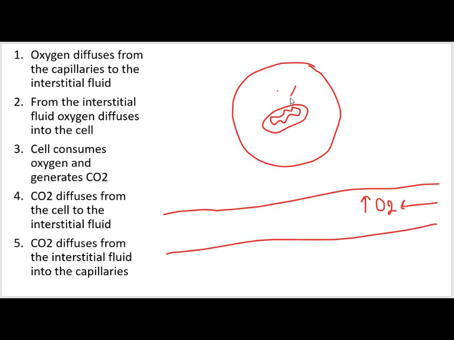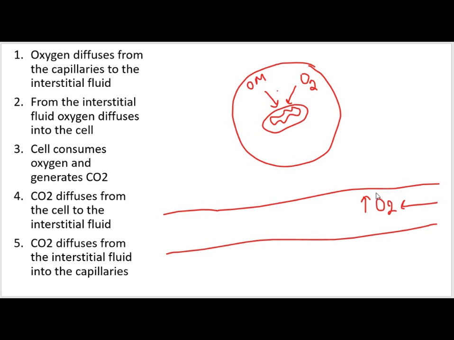So what does the mitochondria do? Mitochondria consumes oxygen. So my mitochondria constantly consumes oxygen. And in addition to oxygen, it consumes some kind of organic molecule. So organic molecule and oxygen is consumed. So where does this oxygen come from?